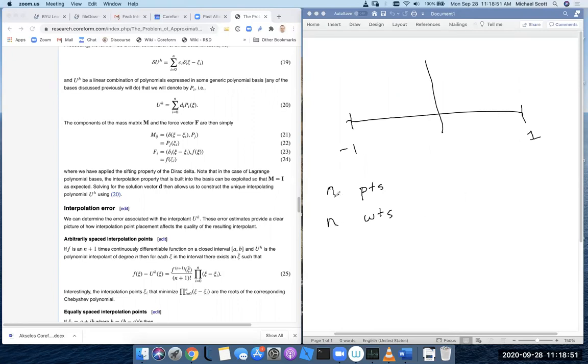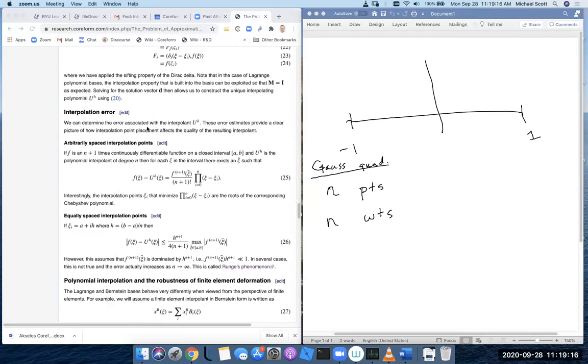So how many degrees of freedom? So if this is a Gauss quadrature, your degrees of freedom really are, you're free to choose the point locations and the weights associated with those points. So let's now switch to quadrature and show you what the implications are of those choices.